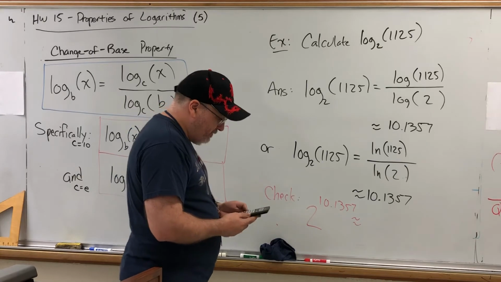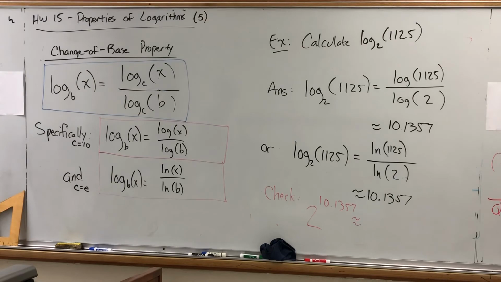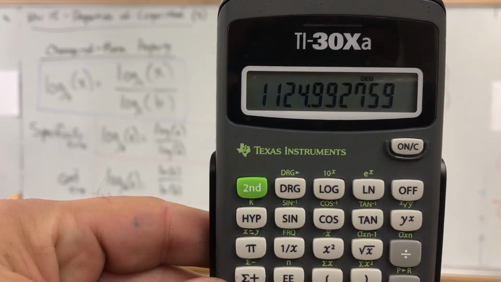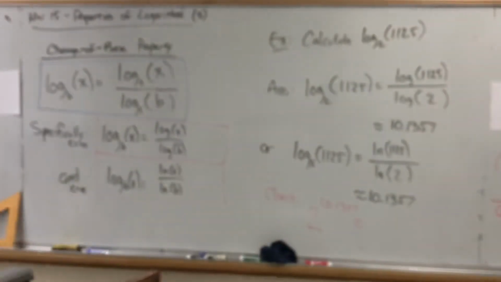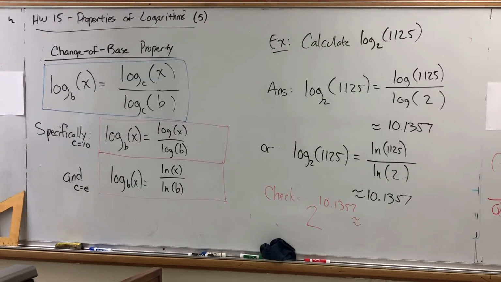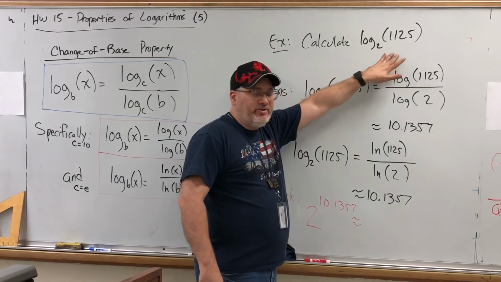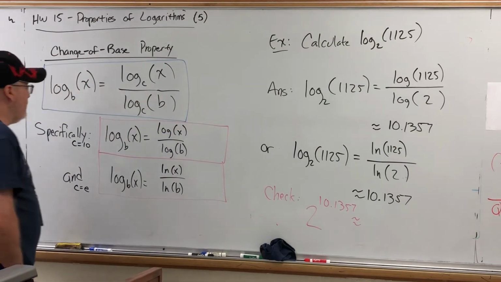2 to the 10.1357 power is, I'll show you the answer that I got. Come around so I can make sure you can see it. When I raise 2 to that decimal power, this is the answer that I got. That's pretty close to 1,125. So the change of base property now can allow you to put any logarithm problem in a calculator as long as it has a log or LN button. Some of you may have more sophisticated calculators that can actually allow you to type this. Good for you. But I still want you to know how to use the change of base property.